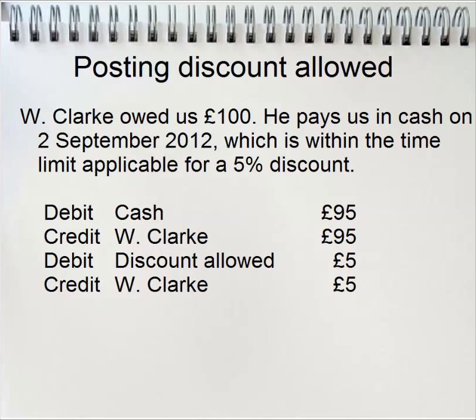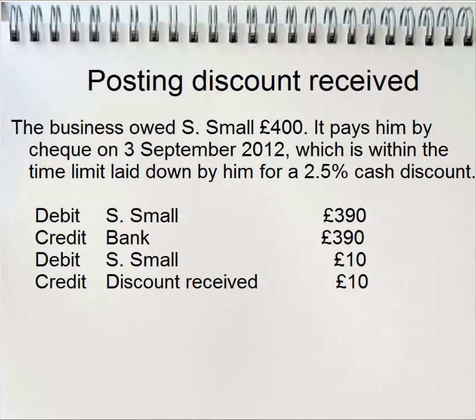Posting discount allowed. W. Clark owed us £100. He pays us in cash on the 2nd of September 2012, which is within the time limit applicable for a 5% discount. Debit cash £95. Credit W. Clark £95. Debit discount allowed £5. Credit W. Clark £5.